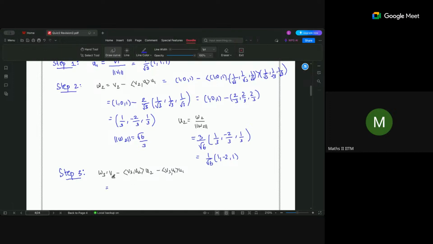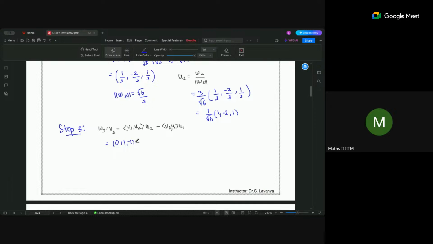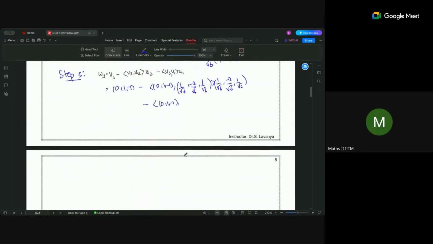For v3, what is the vector? (0, 1, minus 1). Now what is the inner product of (0, 1, minus 1) with u2, which is 1 by root 6 times (1, minus 2, 1), minus, your v3 is again (0, 1, minus 1) and u1 is (1 by root 3, 1 by root 3, 1 by root 3).